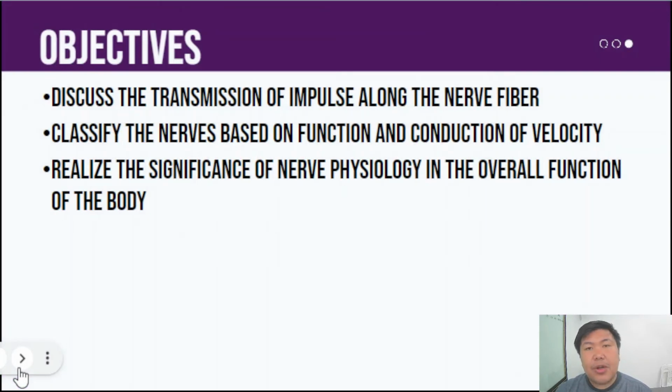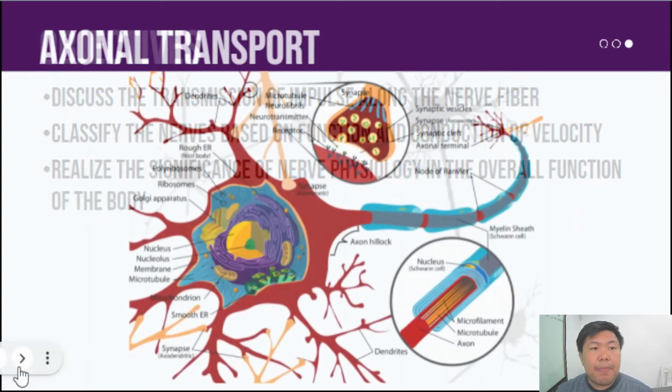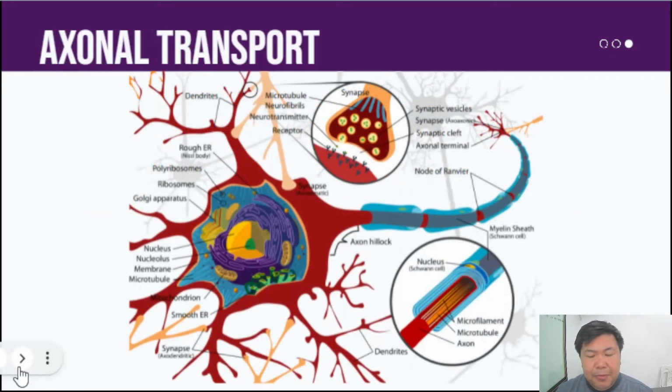Last week, we talked about the different anatomy of the nervous system, and one of the more important terms that we have to review before we move on with today's topic is the axon. Last time we said that the axon's function is to transmit signals away from the cell body. All right? But today, I want to introduce to you the term axonal transport.